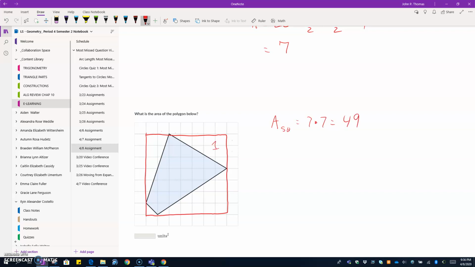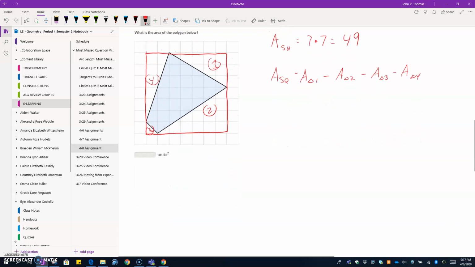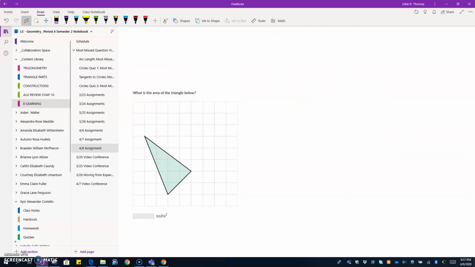Now I'm going to have 1, 2, 3, 4 triangles. So I'm going to take the area of the square minus the area of triangle 1 minus the area of triangle 2 minus the area of triangle 3 minus the area of triangle 4. All right, and if I do that with this problem, that's going to give me the area of that remaining space. All right, so this is another very typical problem that you'll see. And then the last one, we're back to another triangle.